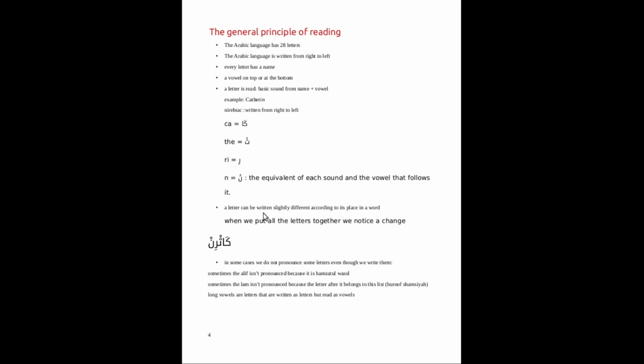A letter can be written slightly different according to its place in a word. For example, in English, the O is written here the same as if it's written at the end of the word. In Arabic, it's slightly different, and we will see that. For example, this is an example. This is the name Catherine.